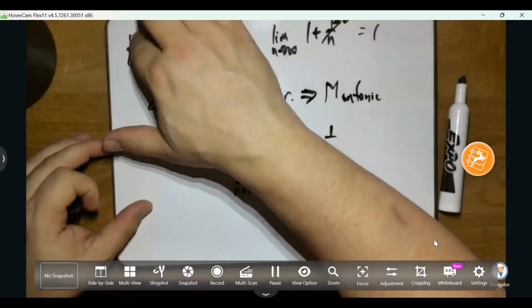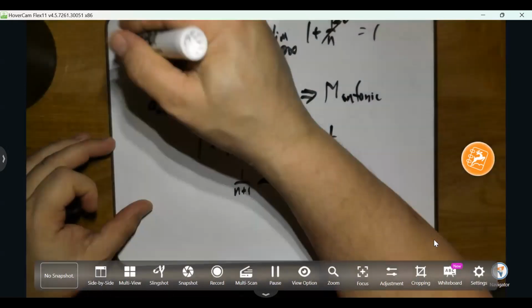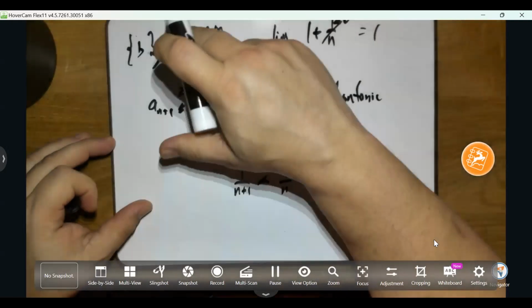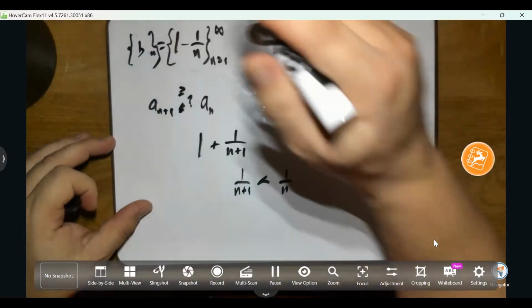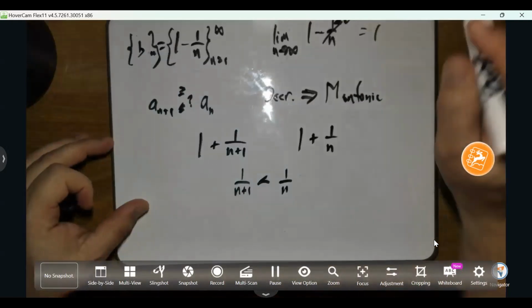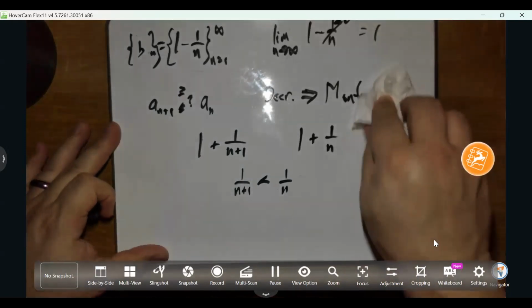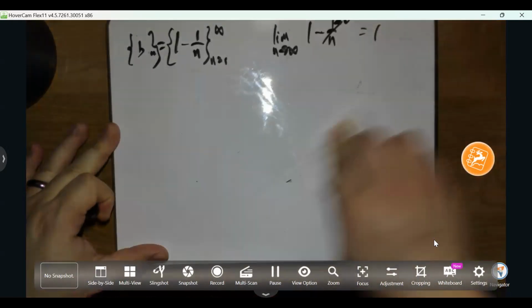Okay, we'll look at the next one. That would be b sub n. So that's where we're going to change this to a minus sign. Okay, and we get the same limit, but now I want to do that same thing.